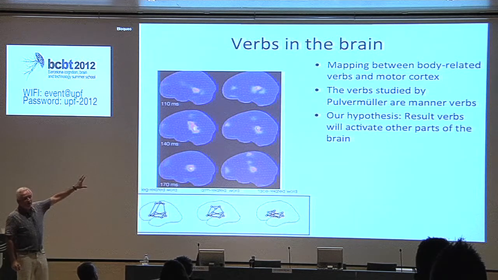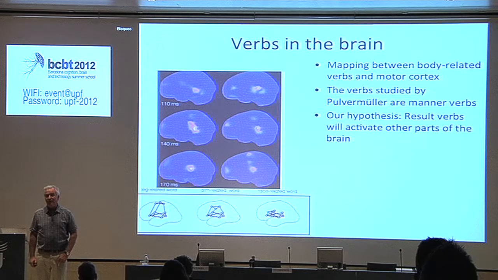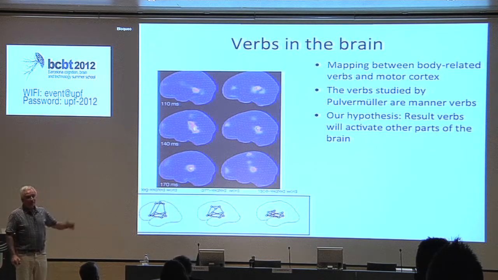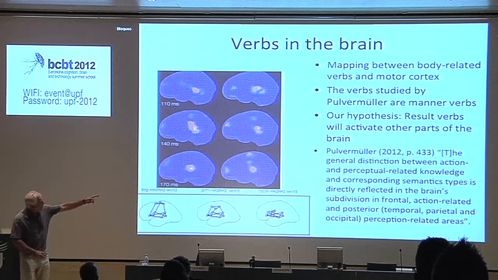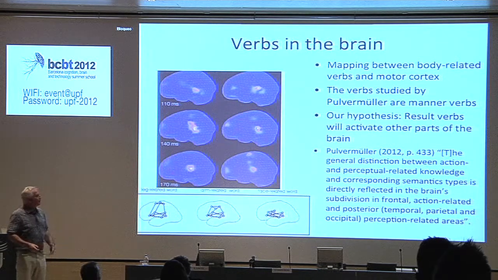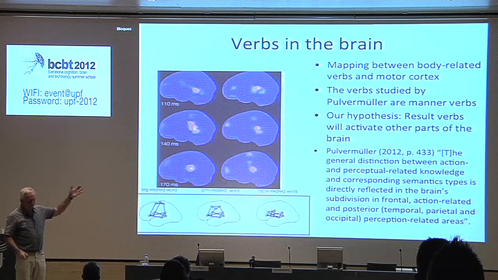But you can then ask, of course, what happens if you look at the result verbs in the brain? Very few people have done that. There are a couple of examples by Kemmerer and so on, but there was very little about this. So I talked my colleagues in Lund and Oslo into doing an fMRI experiment. Let me describe the experiment. We let people read manner verbs and result verbs, and then we hooked them up to an fMRI and looked.